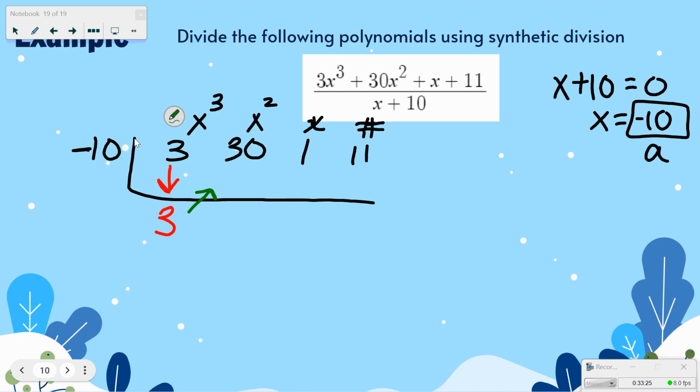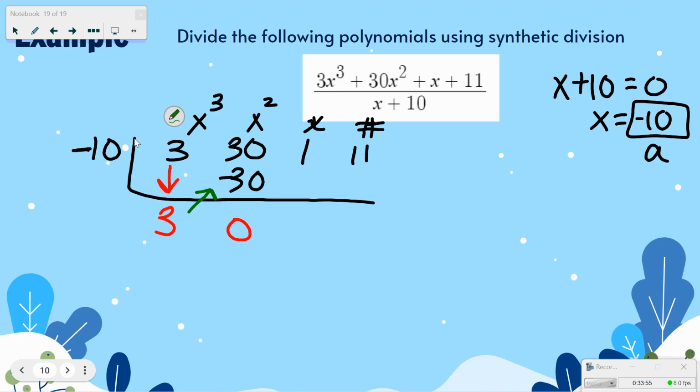So you're just doing 2 things. Remember the 2 things I said? Multiplying and adding. You bring down your 3, your first number, and now you're multiplying 3 times this value out here, which will give us -30. And now you're adding. You're adding 30 and -30, which will give us what? 0. There we go. And you just repeat that over.